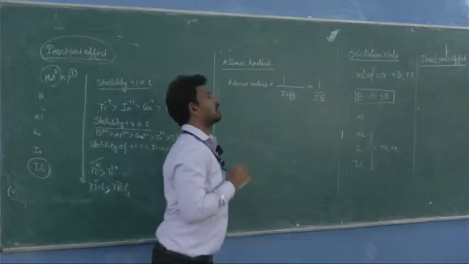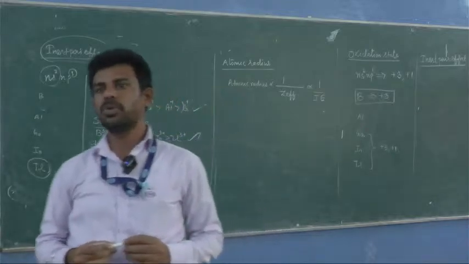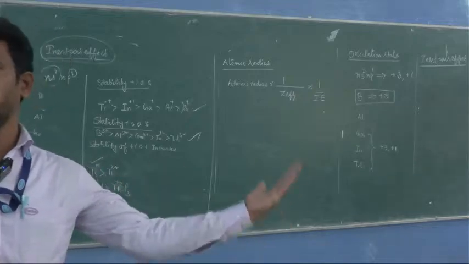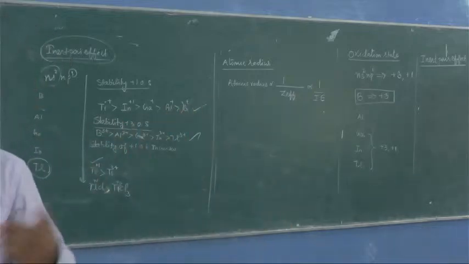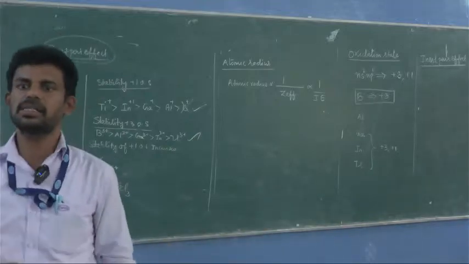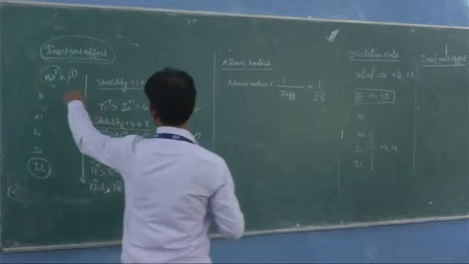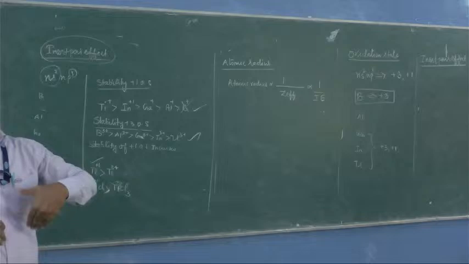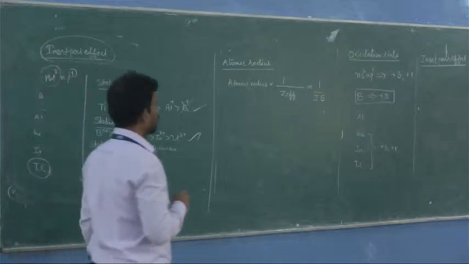Please note this. Atomic radius is inversely proportional to effective nuclear charge. அதே மாதிரி atomic radius is inversely proportional to ionization energy. Effective nuclear charge is directly proportional to ionization energy. Is it clear? Now, we are going to compare this group across the period and the same group we are going to discuss. Now, down the group என்ன இருக்கும்?